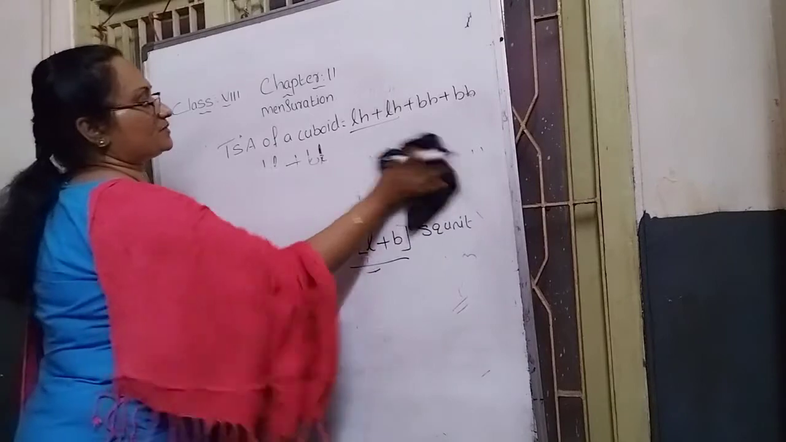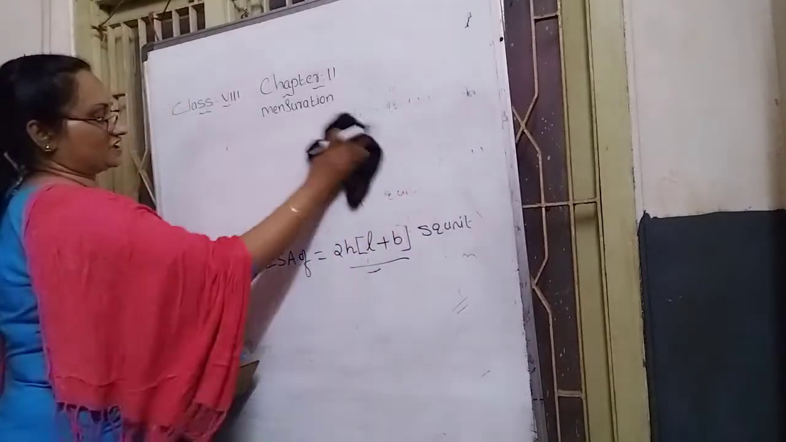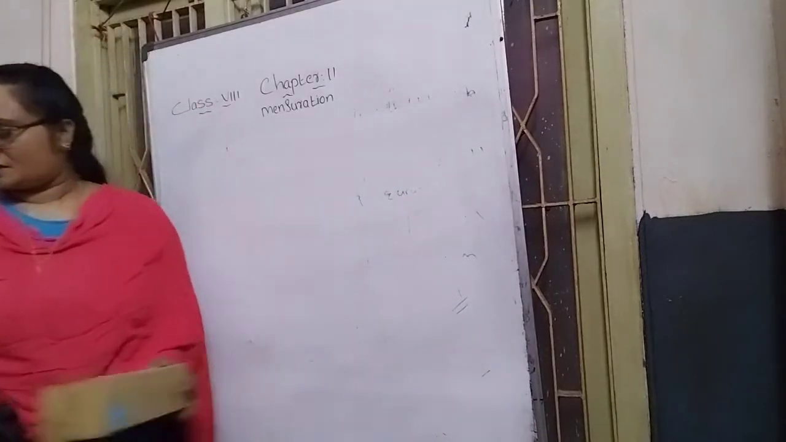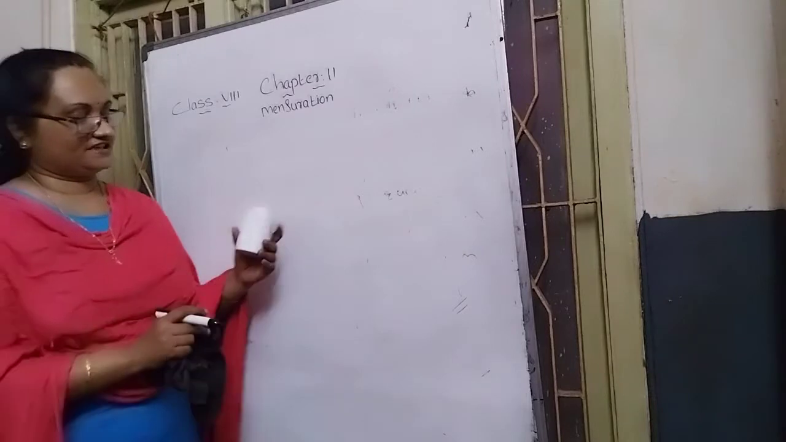Then the next shape is the cylinder. In a cylinder shape, see, this is the shape of a cylinder.